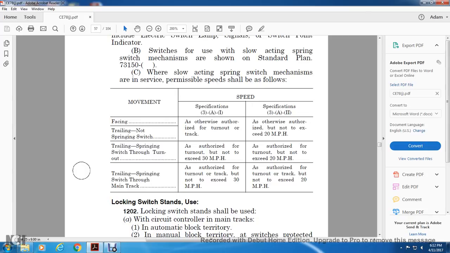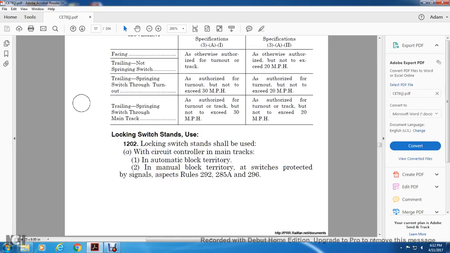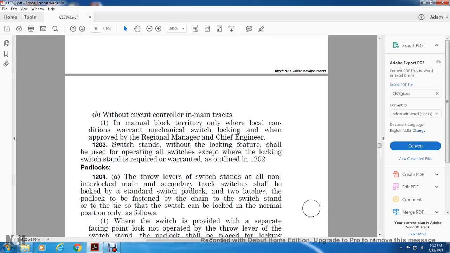Facing, trailing spring switch: trailing spring switch throw, turnout, trailing switch through the main track, 30 miles an hour. Locking switch stands in use: locking switch stands shall be used with a circuit controller in main track, automatic block territory, manual block territory, switch protected by signal aspects rule 292, 285A, and 296. Without circuit controller in the main track, manual block territory only, where local conditions warrant, mechanical switch locking when approved by the regional manager and chief engineer.